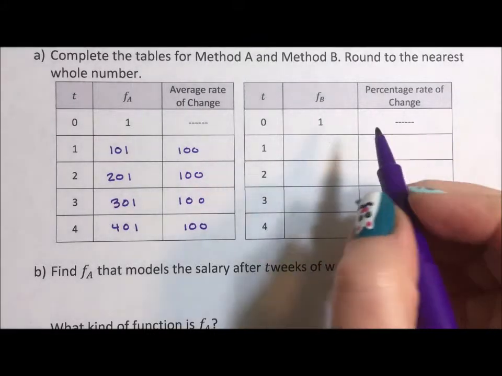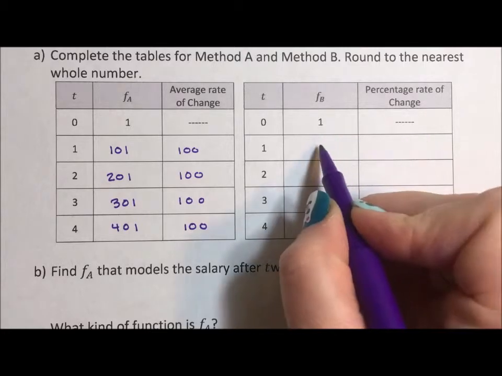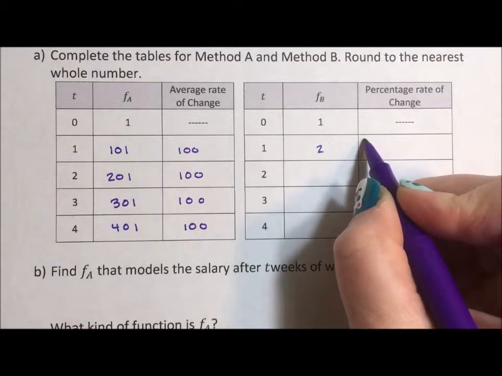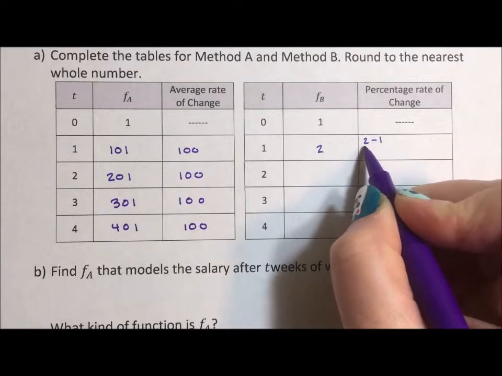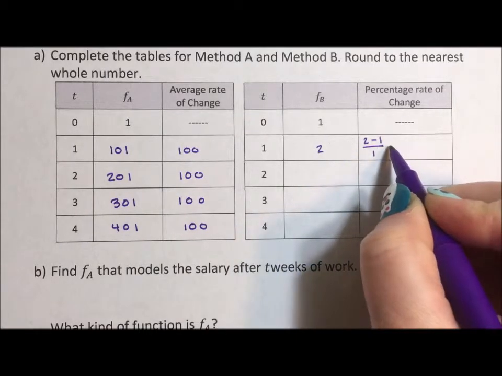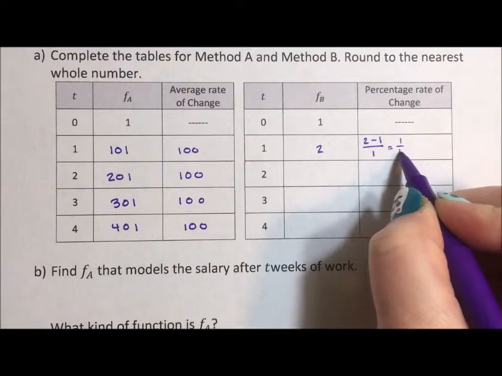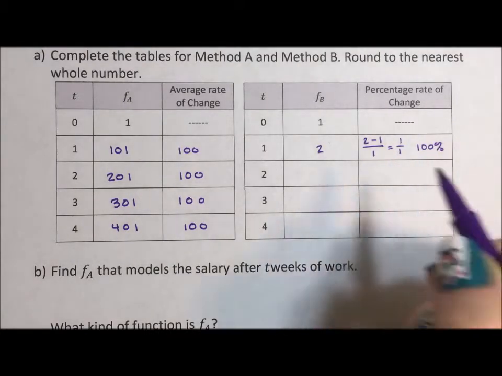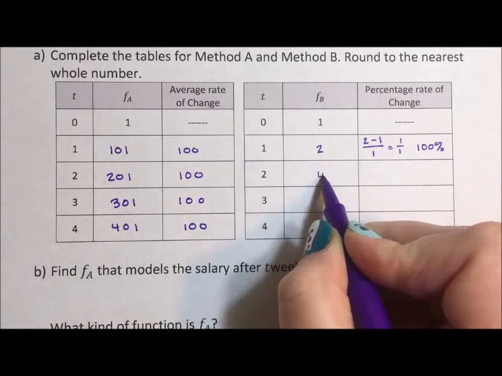Okay, now for Heather. The first week she would get $1. The second week she would get $2. For percent of change, you do where you are minus where you came from, divided by where you came from. This is 1 over 1, which is 1 times 100. That's a 100% increase. Double 2 to 4.